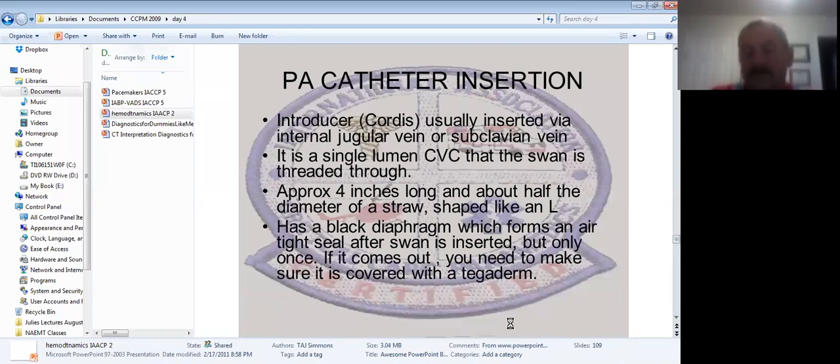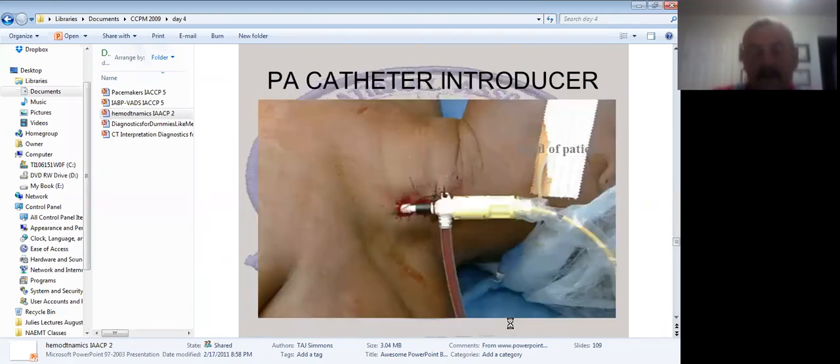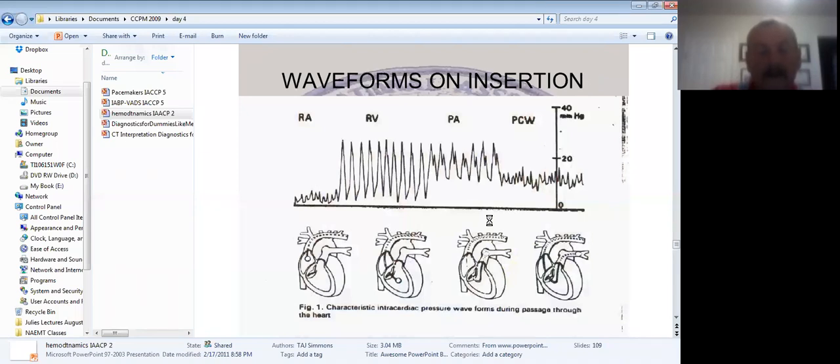Pulmonary artery catheters, when they're inserted, are inserted through a cordis, again, through the internal jugular or the subclavian vein, and it's a single lumen central venous catheter that the Swan is threaded through. It's around 4 inches long, shaped like an L, has a diaphragm on it, and that's what one looks like. And of course, they're sutured down. You can see they're pretty big.